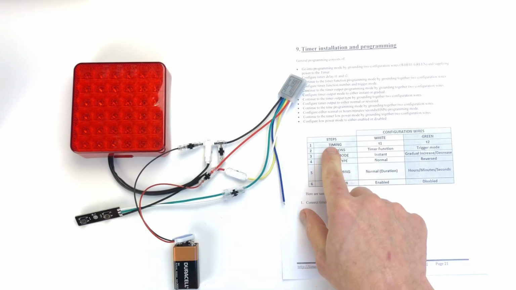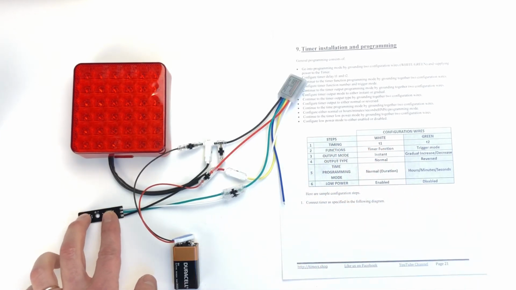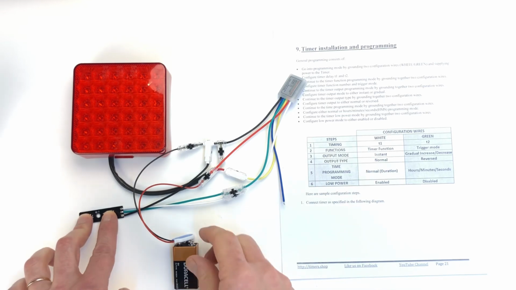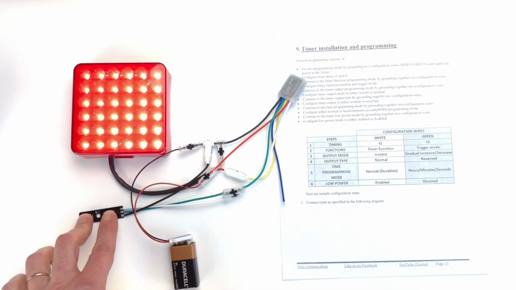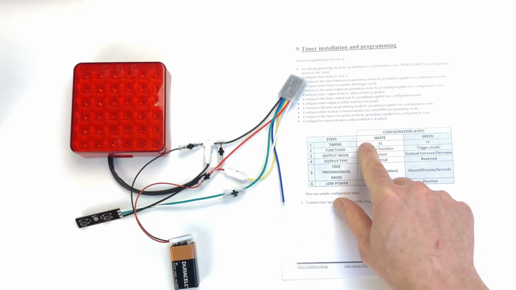Let's take a look at how to program the timing. The timing is the first parameter in a programming sequence. So we're going to put the timer into the programming mode by pushing two buttons and supplying power. The light comes on, we release the buttons, and the light will go off after a couple of seconds. Now we need to program the time.